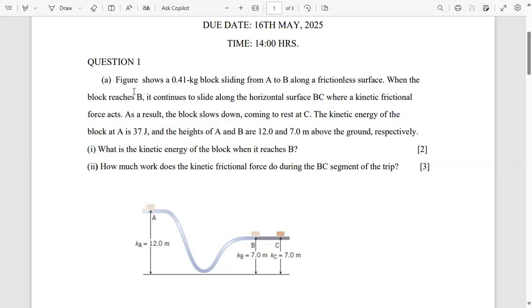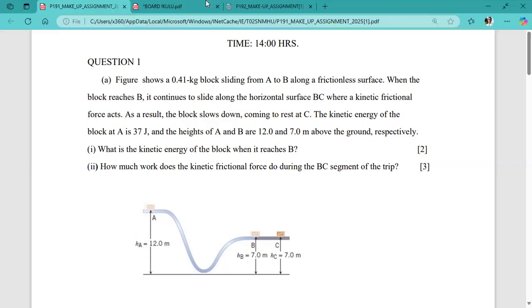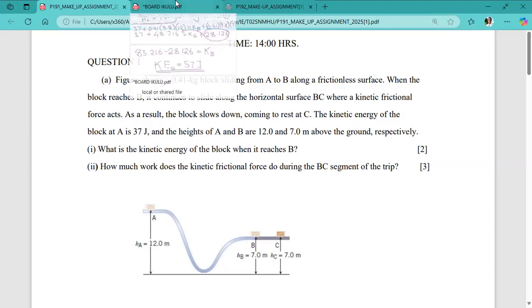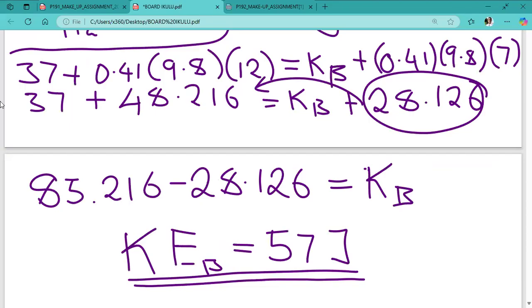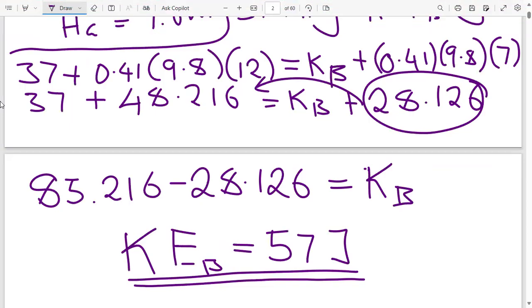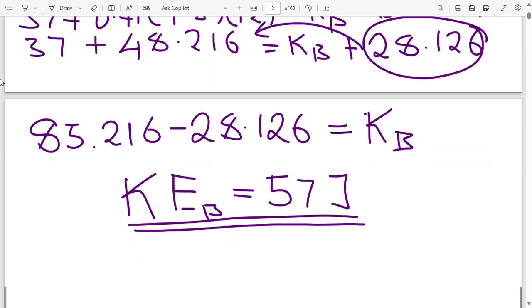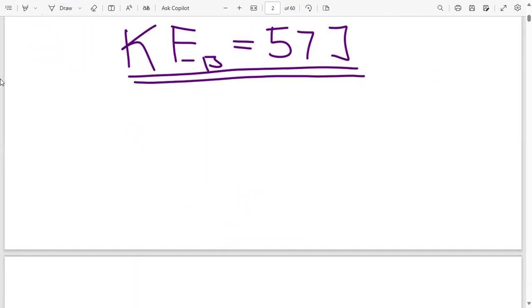So they've told us to say the segment B to C, there is kinetic friction that is in existence, and it is doing some work. Hence, by the time the block is reaching point C, it is coming to a stop. So what are we going to do? We're going to use the same formula for the conservation of energy, but in this case, we're going to add the work done by friction.